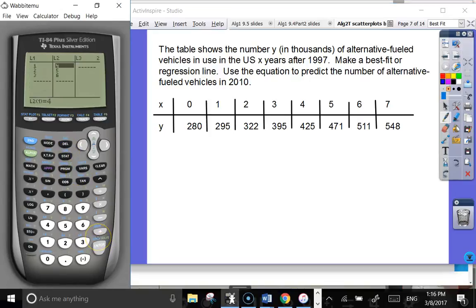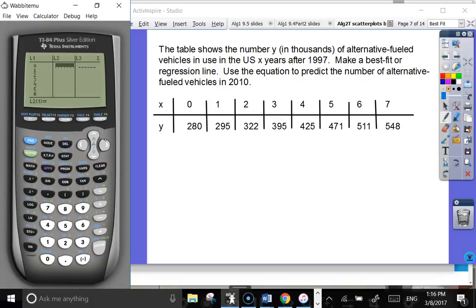Stat, edit, okay? So if you want to clear the data, which is in your list already, you go up into the top margin and you hit clear, enter, and it'll clear them all out easily. So go into the top margin, clear, enter. Okay, now we're going to enter the x values 0 through 7. So 0, 1, 2, 3, 4, 5, 6, 7.